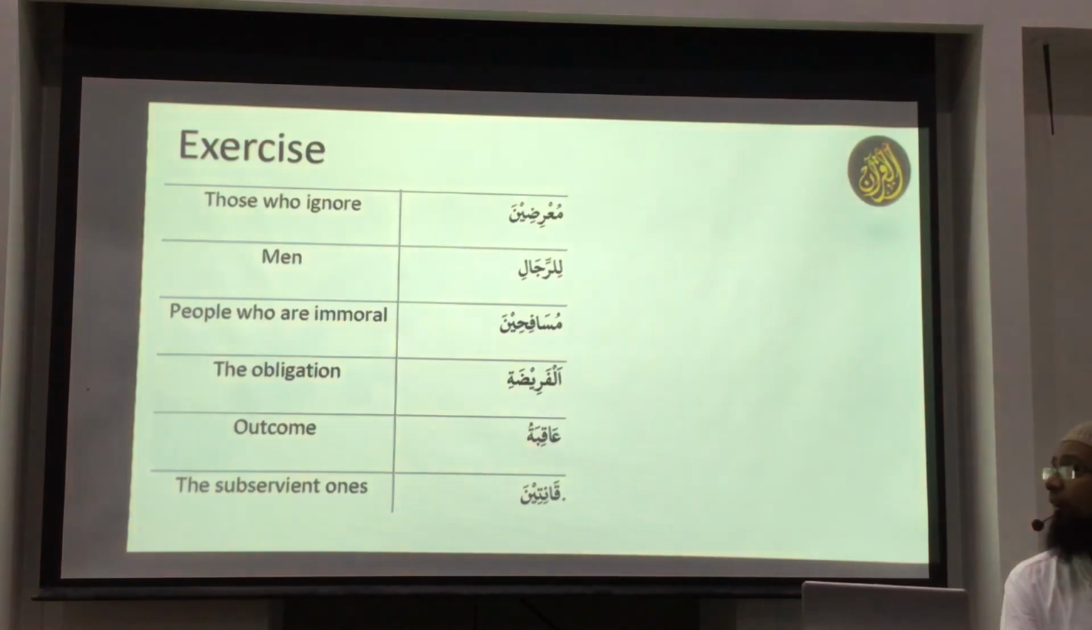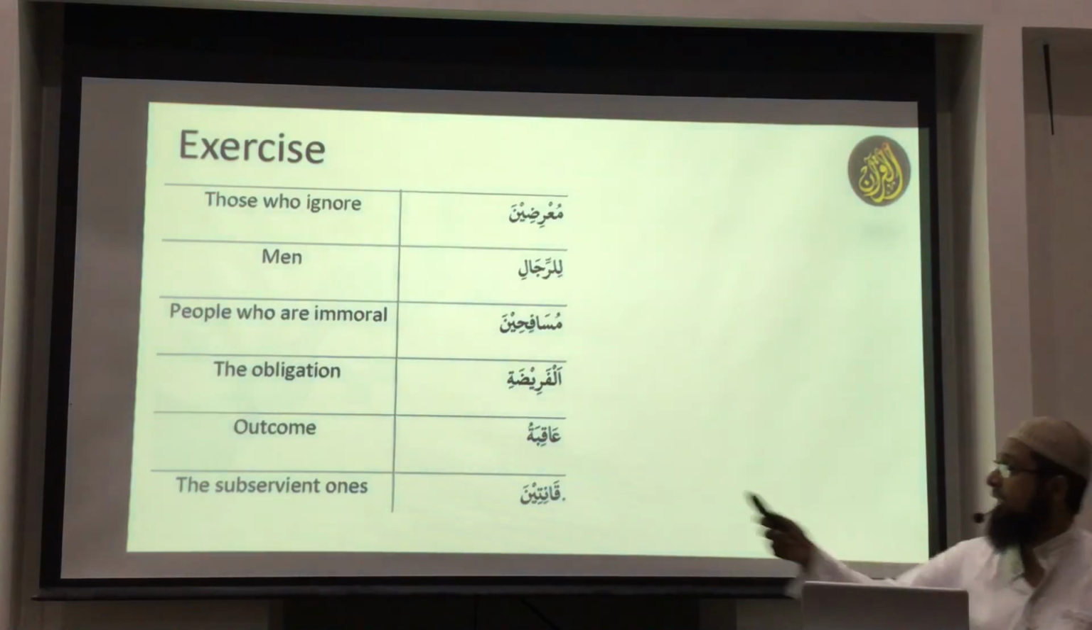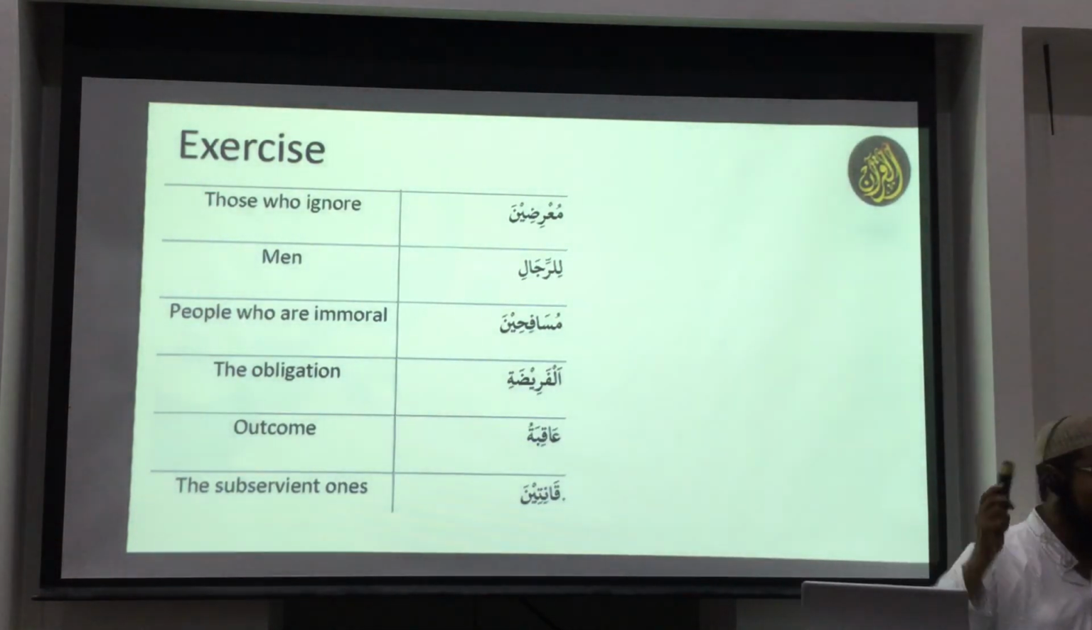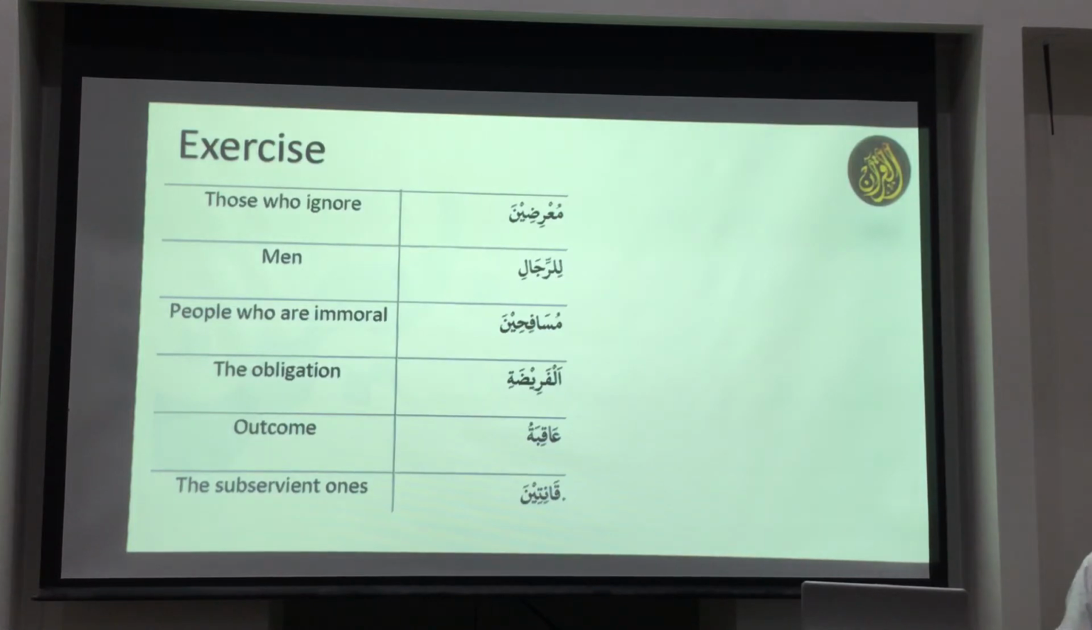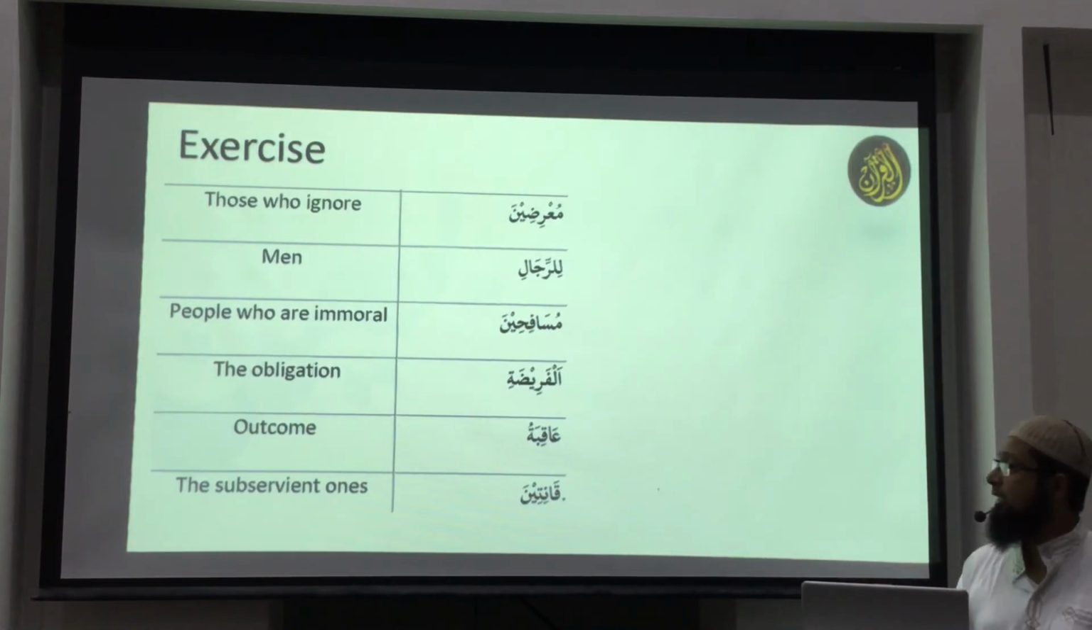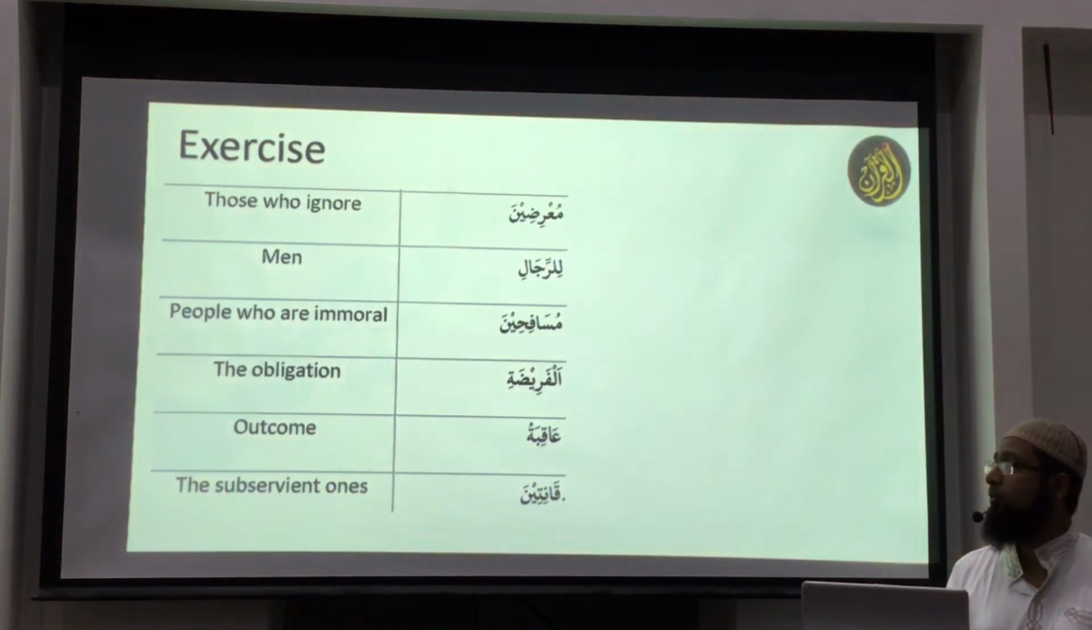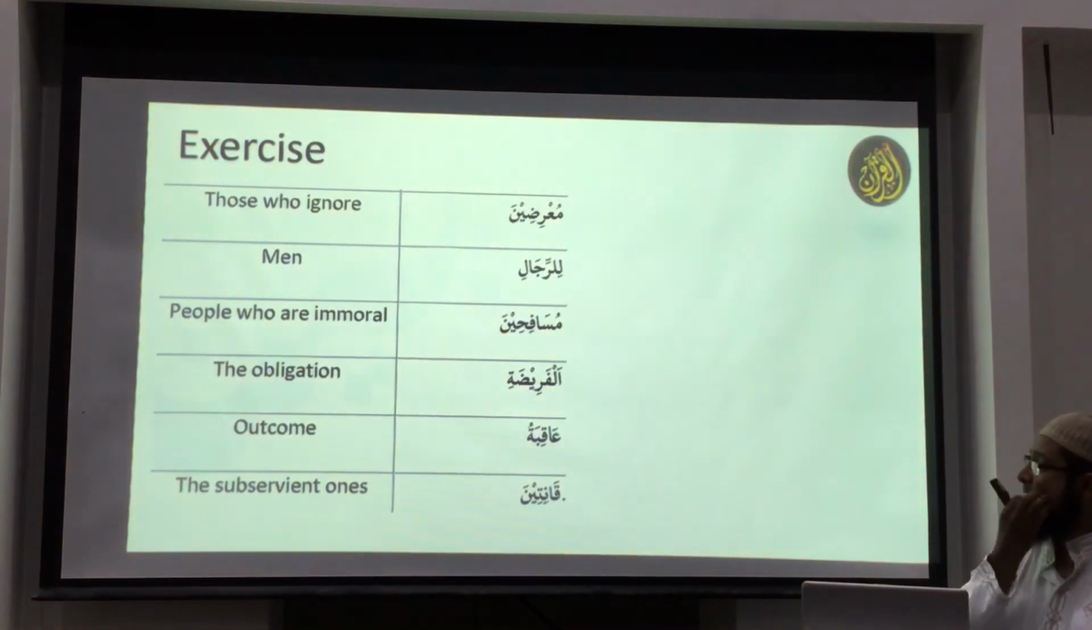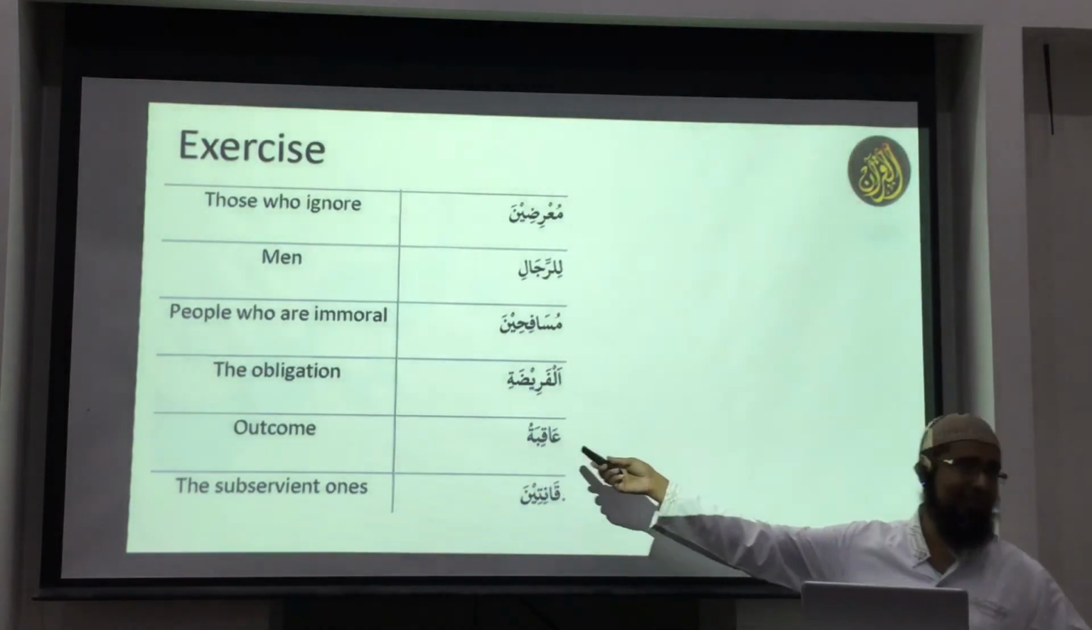Jar. Now al-faridati is the obligation. Is it plural or singular? Singular. There is a ta marbuta at the end, so it's a feminine word. As I said, anything with the ta marbuta is feminine. That's fine. Now the next one is akibatu, outcome. Akibatu means outcome. Outcome is also finishing with ta marbuta, so obviously it's a feminine word.